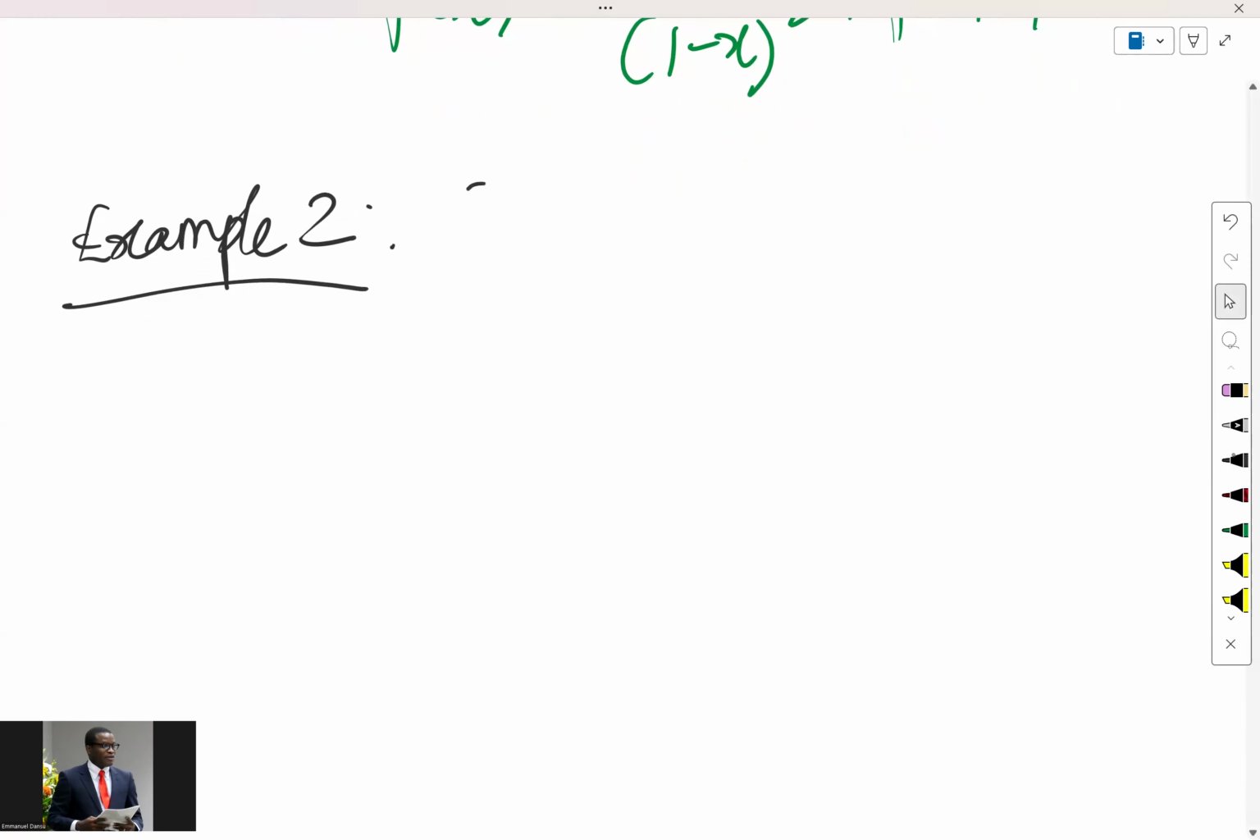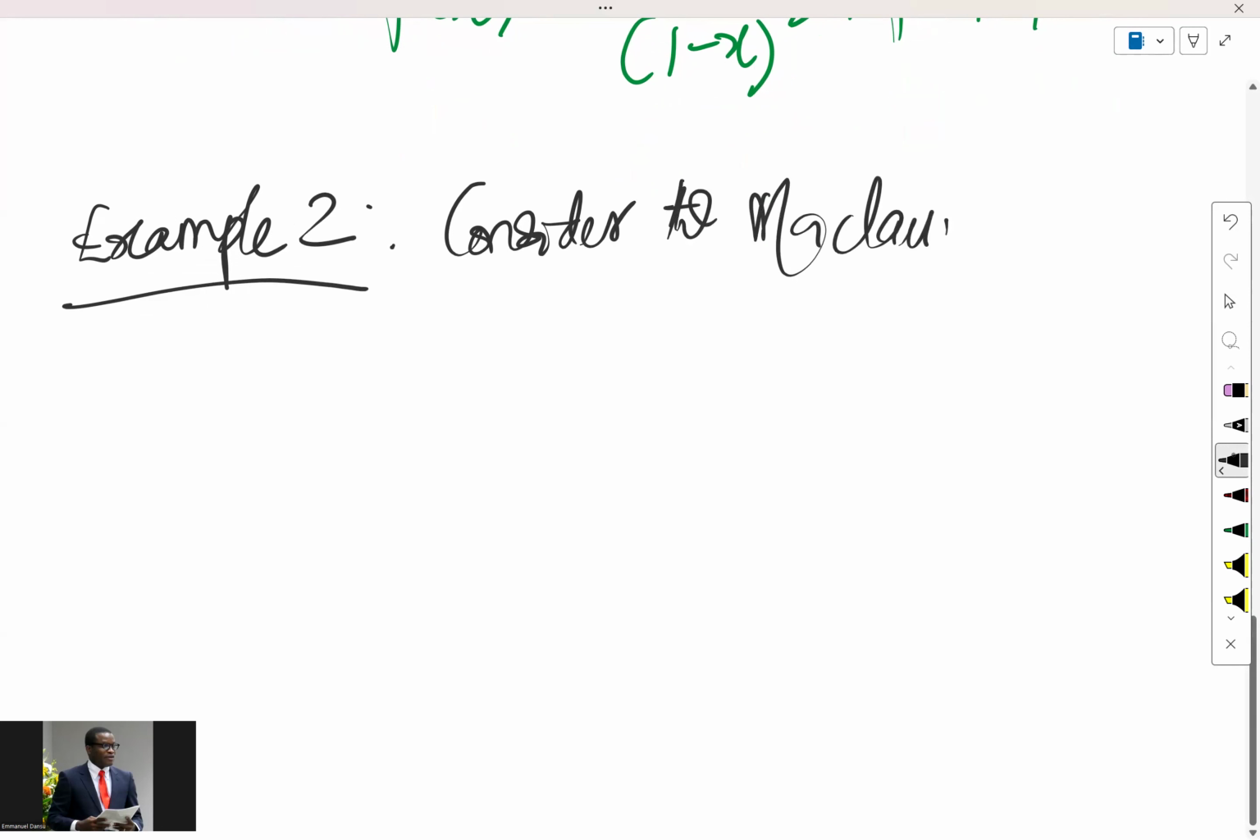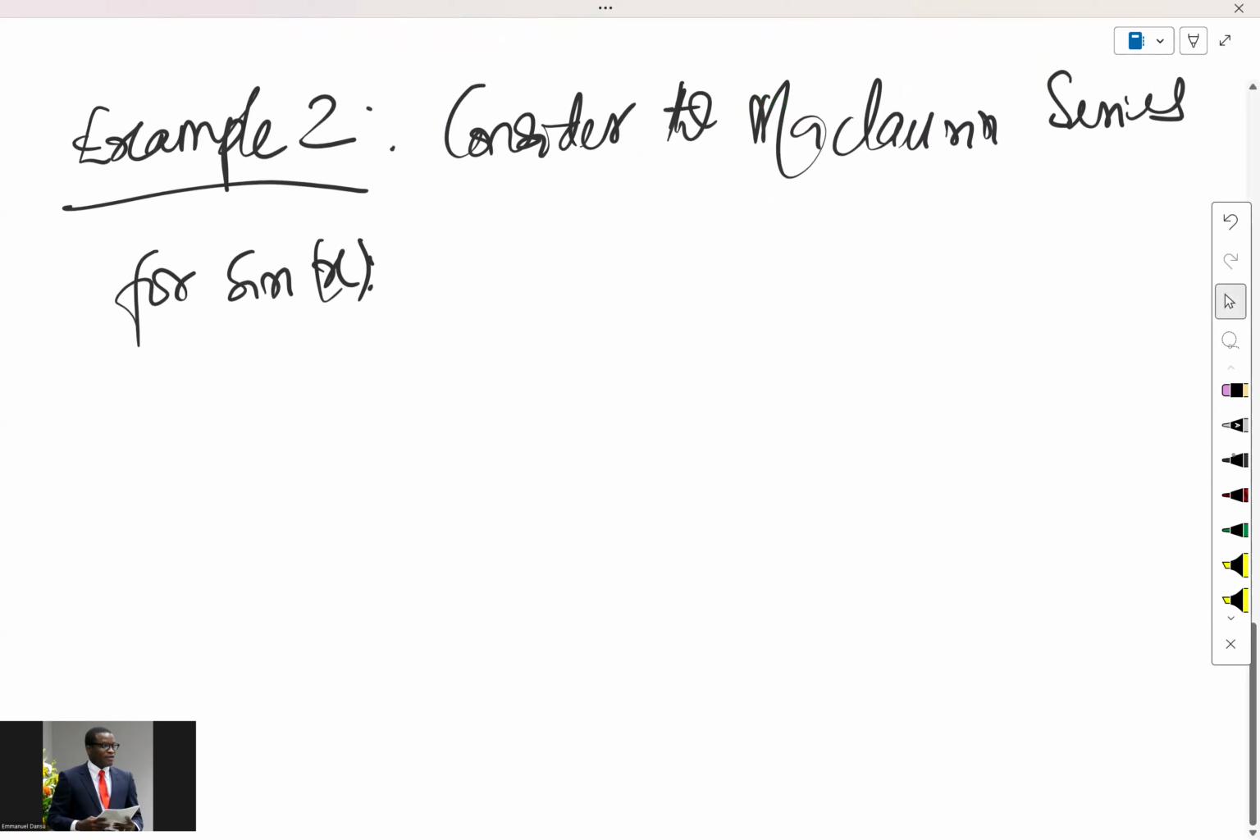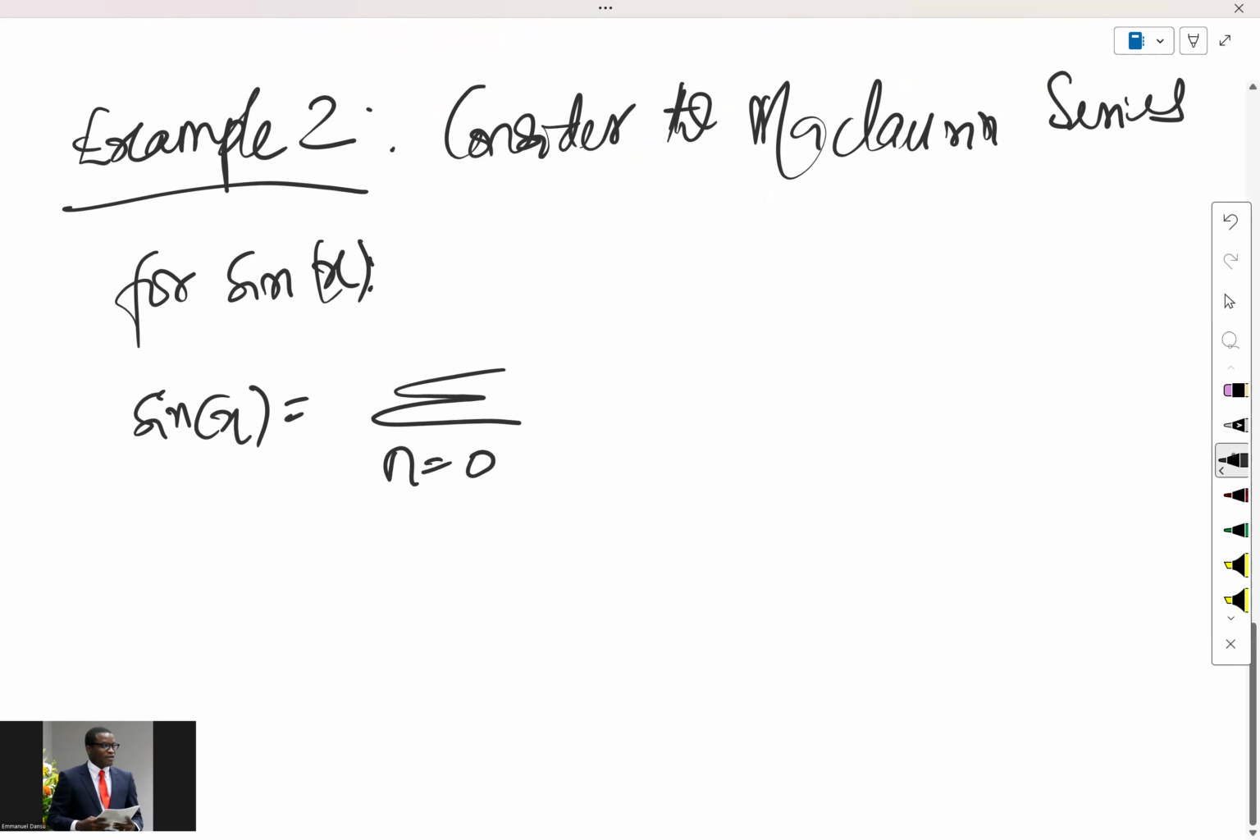Example 2, consider the Maclaurin series for sine x. The Maclaurin series for sine x is actually this. You have sine x equals, this is the formula for it. We know sine x is odd, so we'll be having x minus x cubed over 3 factorial plus x raised to 5 over 5 factorial minus x raised to 7 over 7 factorial and so on and so forth.